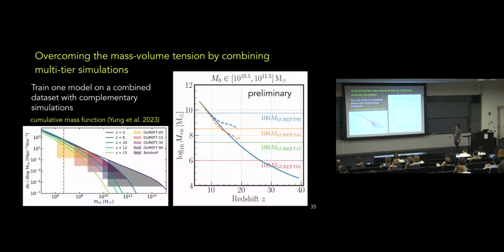One way we were thinking about doing that is to take all the simulations, combine them into one big data set, train the models on that data set, and see how it works. As an example, here I show you the cumulative halo mass function, which is just the count of halos by mass. The simulations I'm showing here are these Grafic simulations: Grafic 5, Grafic 15, Grafic 35, and Grafic 90. They all have some overlap in this halo mass function. This is what I mean by complementary simulations. Grafic 5 has the highest resolution but lowest volume, and this one has the highest volume but lowest resolution.